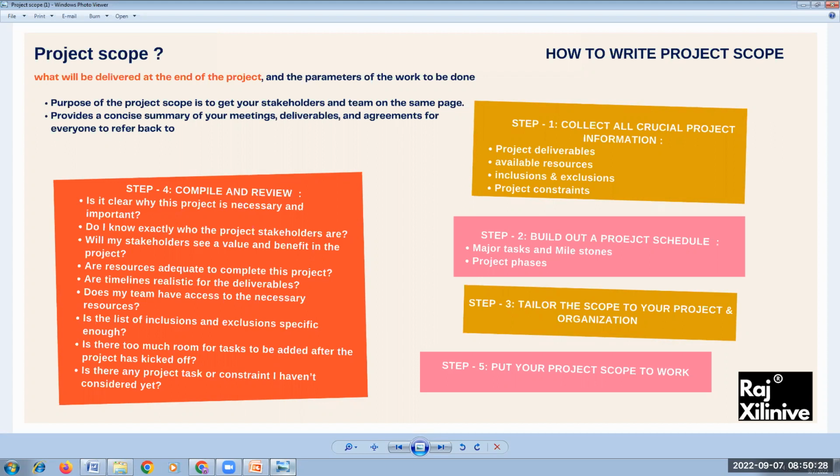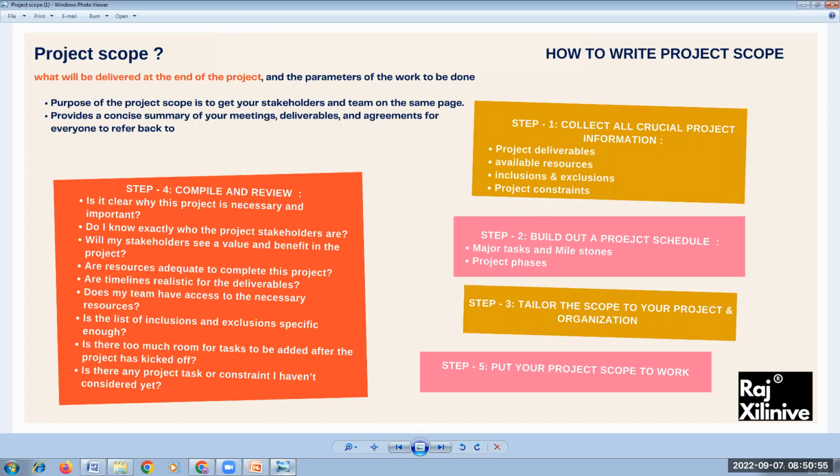Means what must the project deliverables be? That clarity should be there for a team. If you are missing out this clarity of project deliverables, then it will be different, right? So project deliverables is what you must understand in the first step. When we are collecting crucial information, project deliverables is the first step. Second, you need to know about the available resources.